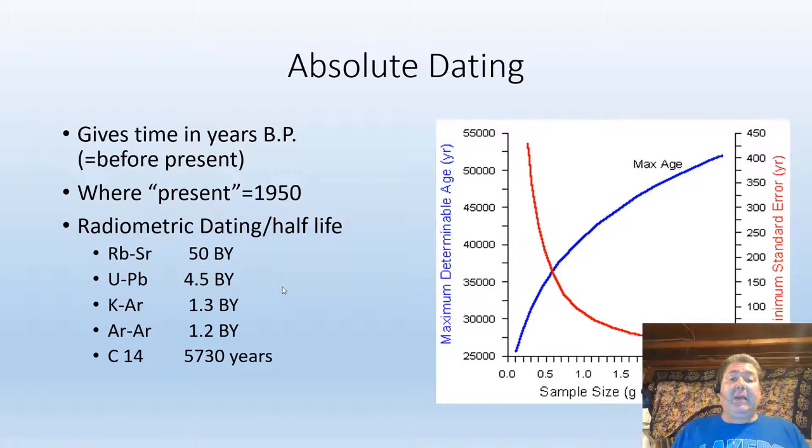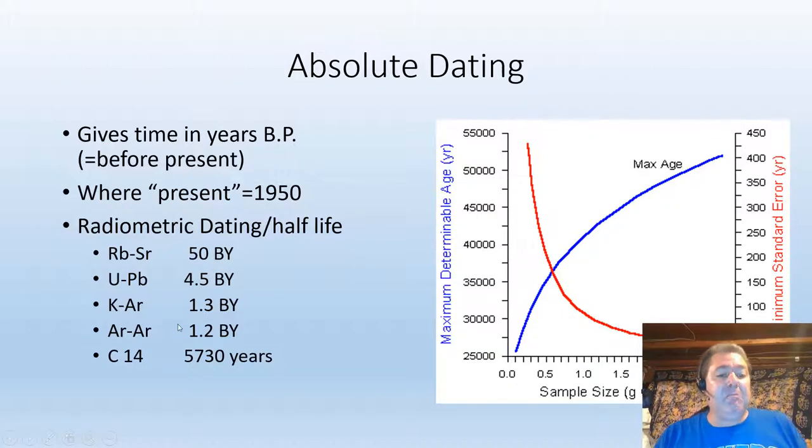This is called half-life decay. The half-life of something is the time it takes to go from your initial amount to half of that amount. So if you start with 10 grams, after one half-life you would have 5 grams left. After a second half-life, you would have 2.5 grams left. After a third half-life, you'd have 1.75 grams left. So we can generally do radiometric dating out to about 10 half-lives or so with most of these tests.